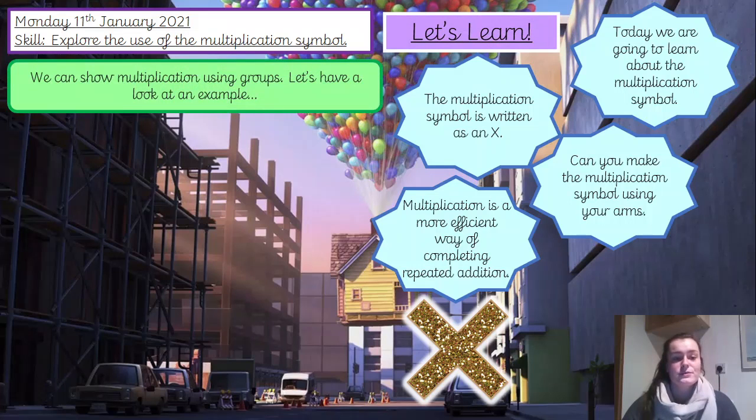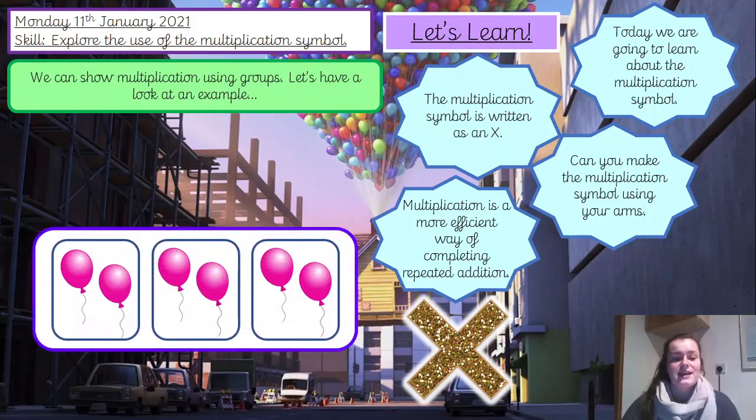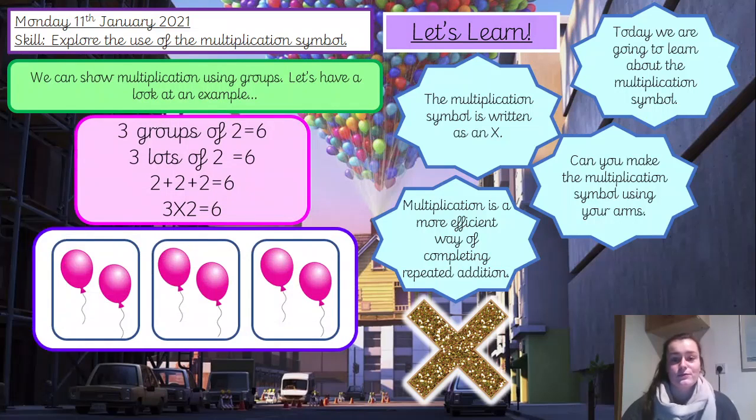So we can show multiplication using groups. Let's have a look at this example. We've got some balloons here, and we can see that we've got 3 different groups, and in each group there are 2 balloons. So we know that the groups are equal. So we can say 3 groups of 2, because that's what we've got here. 1, 2, 3 groups of 2 balloons equals 6. Let's double check. 1, 2, 3, 4, 5, 6. Correct. We could also say 3 lots of 2 equals 6. So there we've got lots as a different word for groups.